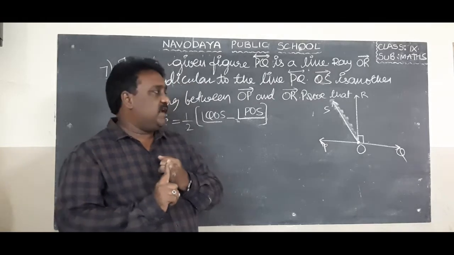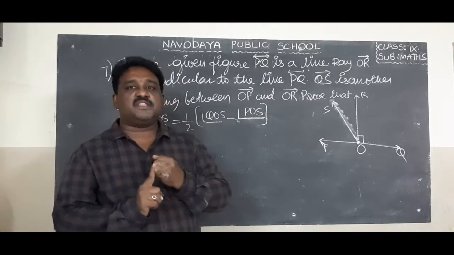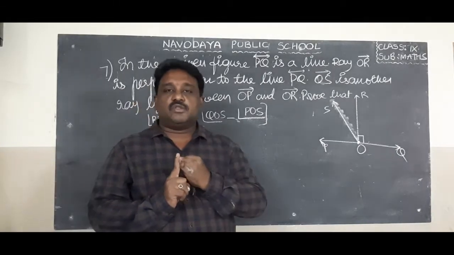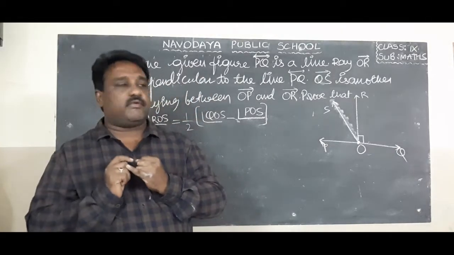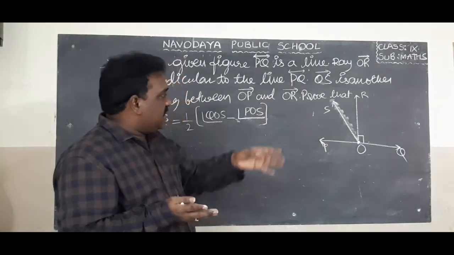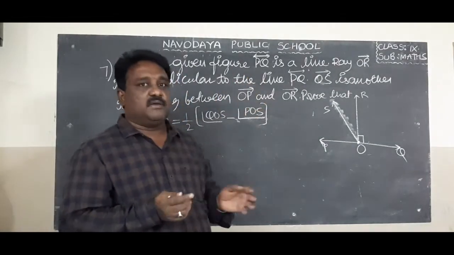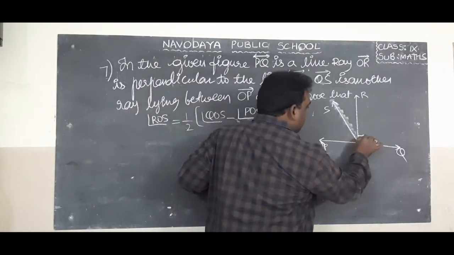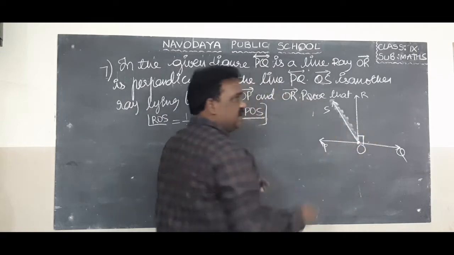OR is a ray. It makes an angle of 90 degrees with PQ. Number 4, OS is a ray. So, two straight lines are there. Two rays are there. And totally 5 points are there in the diagram. Then, there is an L shape. What is the meaning of the L shape? Their angle is 90 degrees.